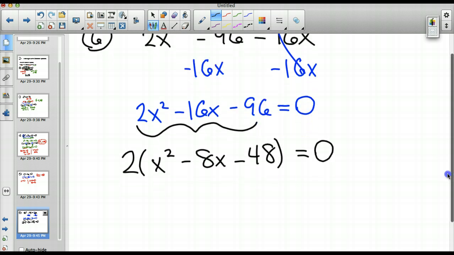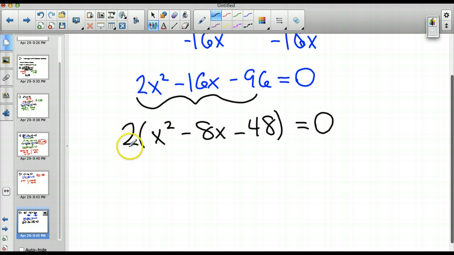Okay, now let's think about this. If 2 times all of this is equal to 0, what has to be true? Well, either all of this has to be equal to 0, or the 2 has to be equal to 0. Well, obviously 2 is not equal to 0. So really, when you factor just a number GCF out in a quadratic equation, you don't really need that number there anymore. Okay, we know that 2 obviously is not going to give us the 0 over here. So all I'm concerned about now is x squared minus 8x minus 48. That's the only part I need now.